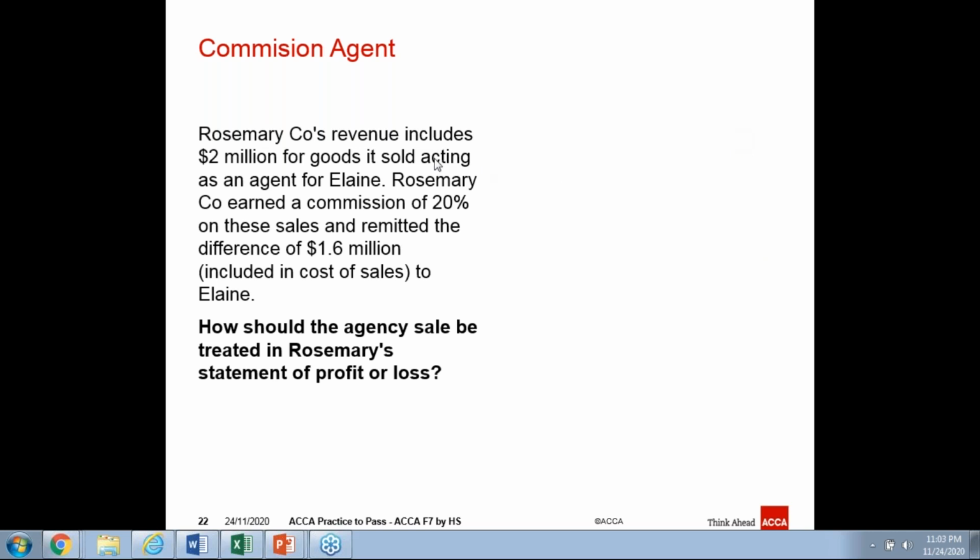Rosemary company includes 2 million for the goods sold, acting as an agent. So we are actually working as an agent of Elaine company. Rosemary company earned a commission of 20% on the sales and remitted the difference of 1.6 million, including the cost of sales, to Elaine company.